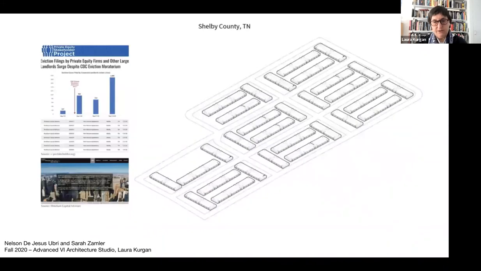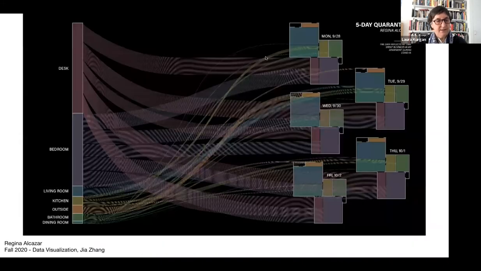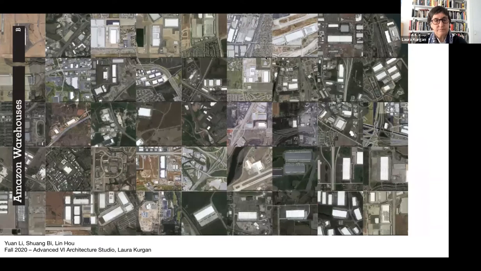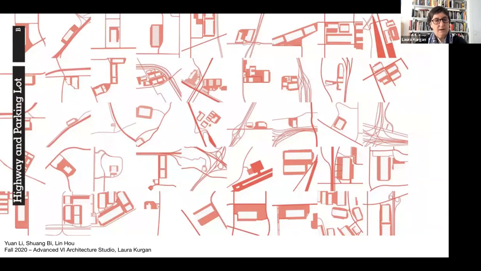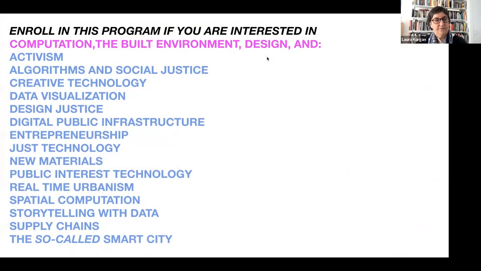And here is some of the student work from my advanced design studio, but very related to the kind of thing that's possible also in computational design practices. This is Jia Zhang. And this is where we will end. We expect that if you're interested in computation and the built environment, design is a real question mark for us. So activism, algorithms and social justice, creative technology, data visualization, design justice, all these things. And we hope that you as students add some more things to this list.